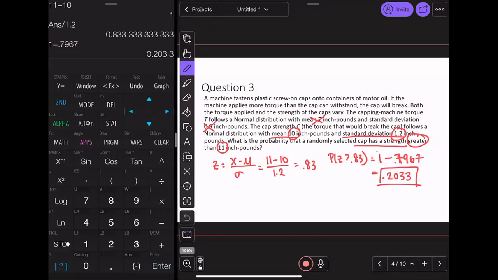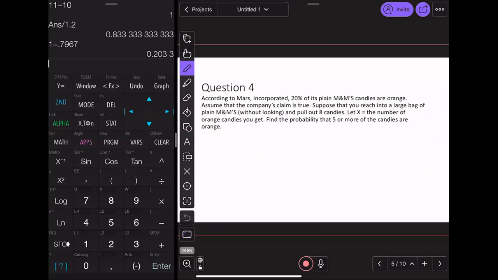Okay, so the next example here says, according to Mars Incorporated, 20% of its plain M&M candies are orange. Assume that the company's claim is true. Suppose you reach into a large bag of plain M&Ms without looking and pull out 8 candies. Let X be the number of orange candies you get. Find the probability that 5 or more of the candies are orange.